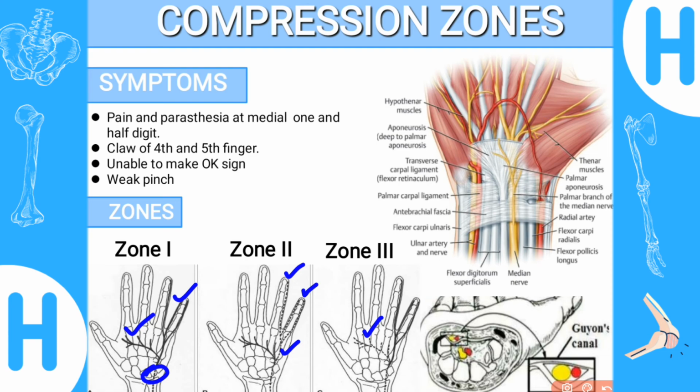Okay, so in the pic you can see here we have a Guyon's canal, and that one is a carpal tunnel. Okay, so the Guyon's canal contents the ulnar nerve and ulnar artery.